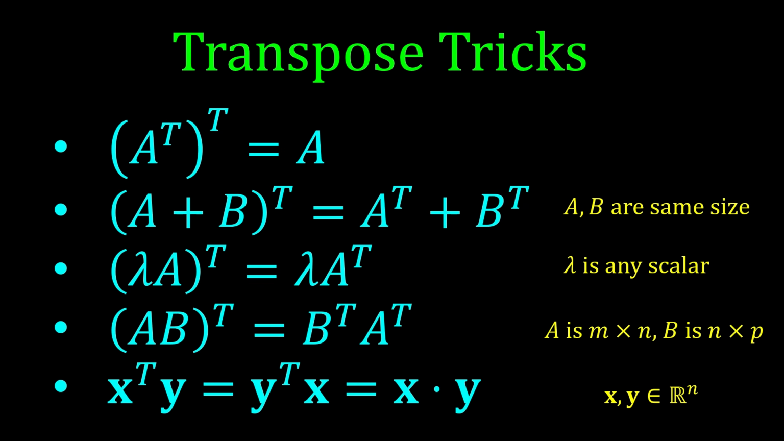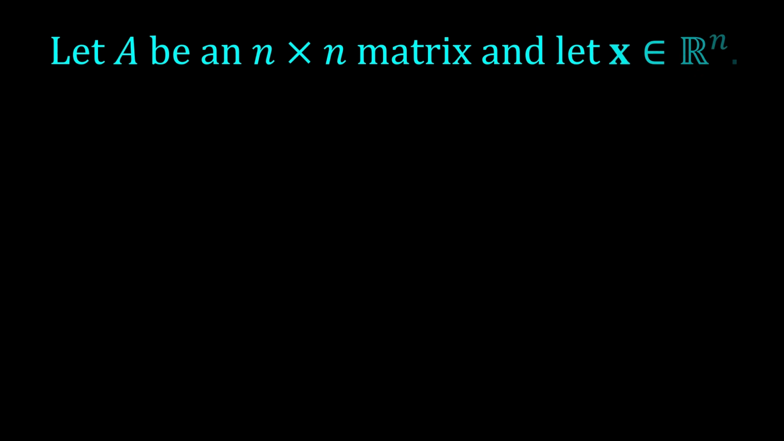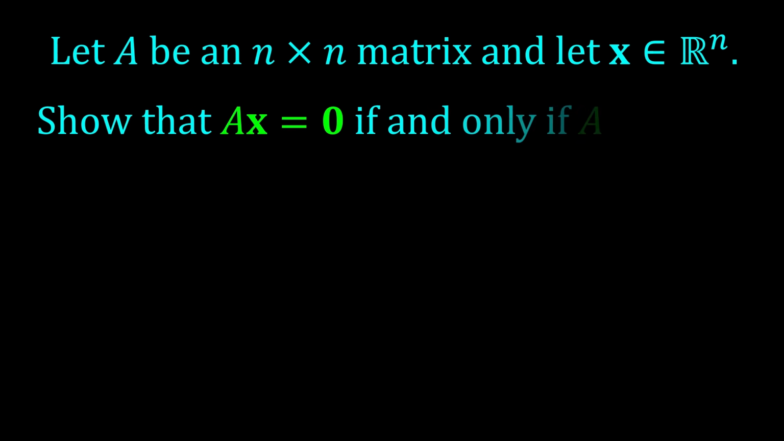Now I'll leave you guys with a practice question. Let A be an n by n matrix, so it's square, and we have a vector x in R^n. Show that Ax is the zero vector if and only if A transpose Ax is the zero vector.